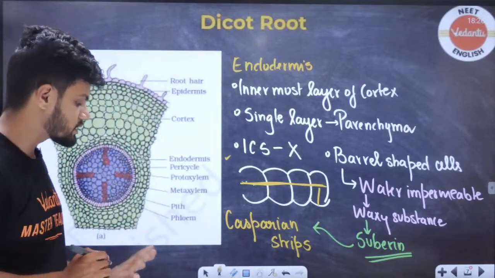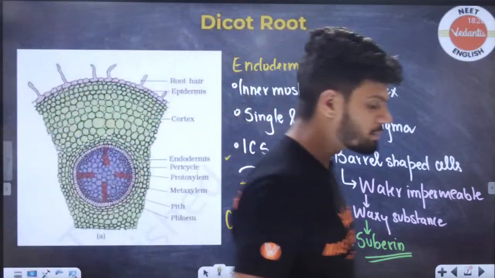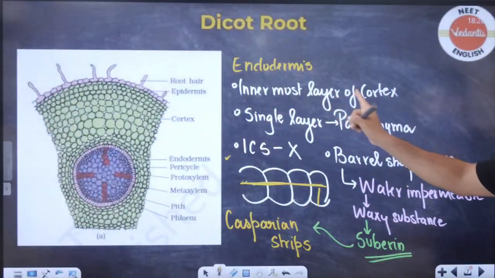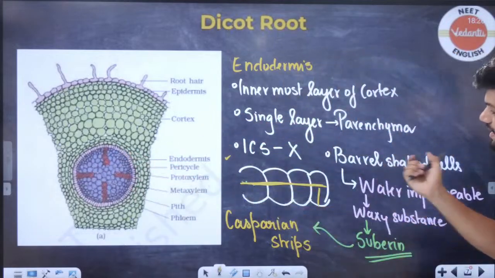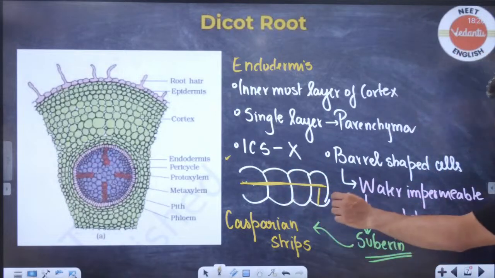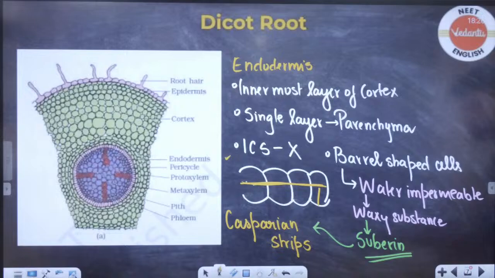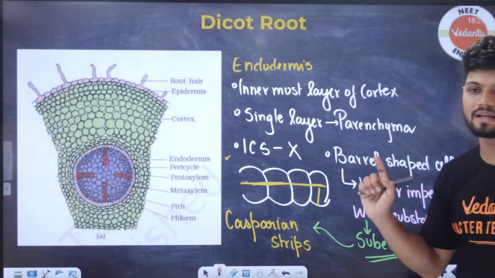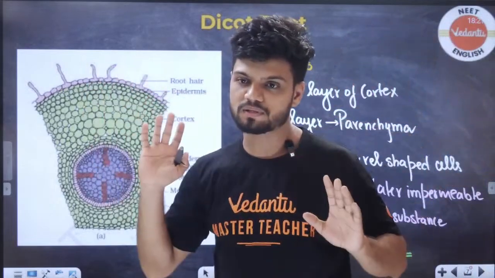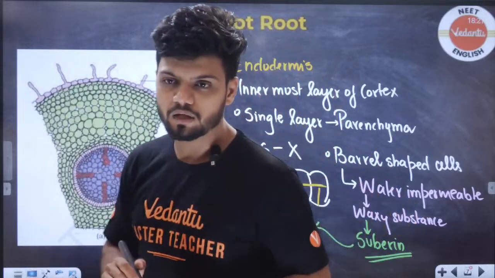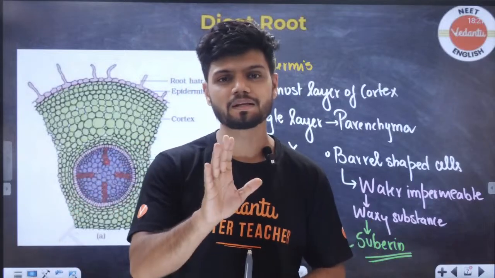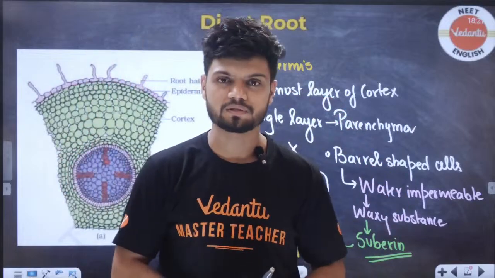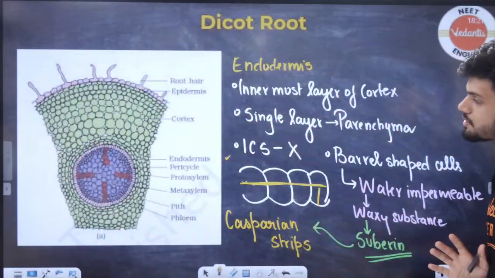So what did we learn here? This is your entire endodermis. It is the innermost layer of the cortex, present as a single layer, with no intercellular spaces, and barrel shaped cells. In the barrel shaped cells we have a waxy, water impermeable substance called suberin, and suberin is in the form of Casparian strips. Clear, all of you? Hello Philo, Sukanya, Madhumati, Sneha, all of you clear? This one is the Casparian strips.